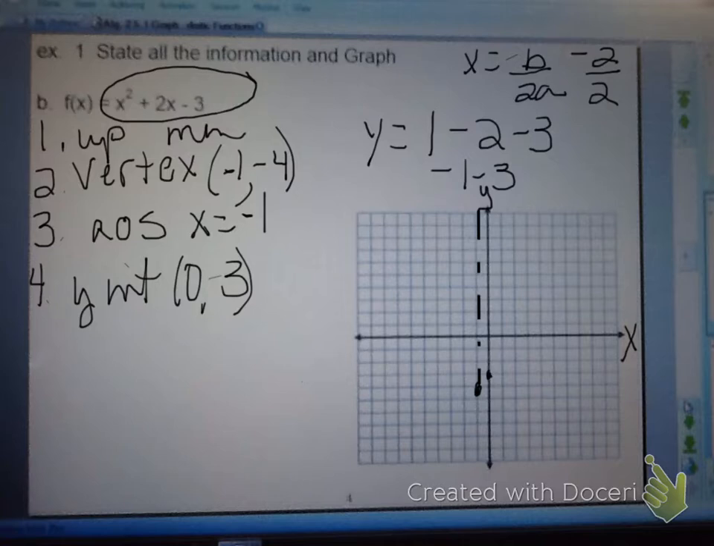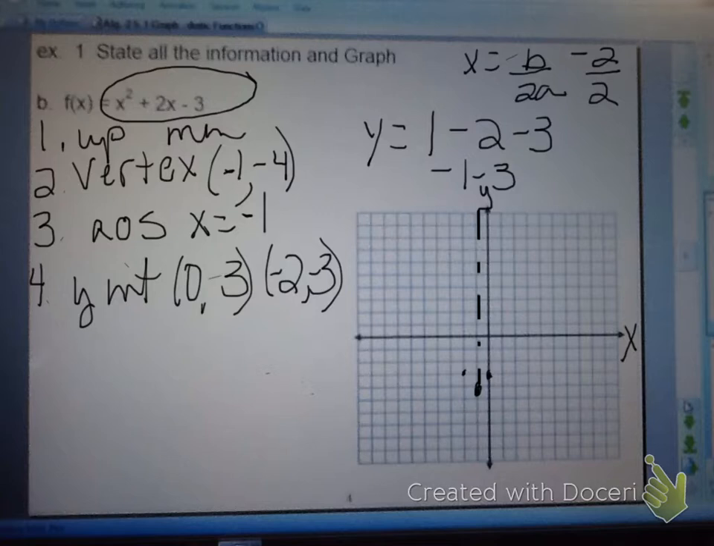So from the axis of symmetry, I have to find the corresponding point from 0, negative 3. From the axis of symmetry, I went 1 to the right, so I go 1 to the left. They are the exact same distance. And that ordered pair is negative 2, negative 3.